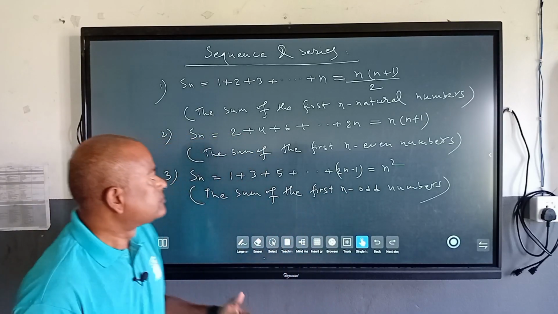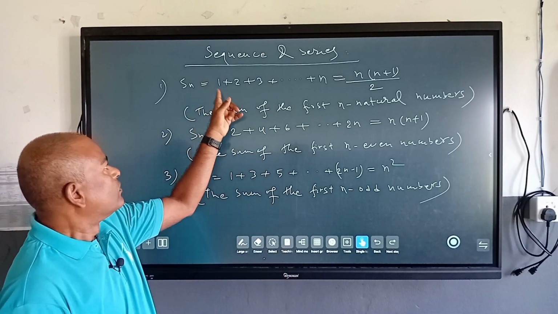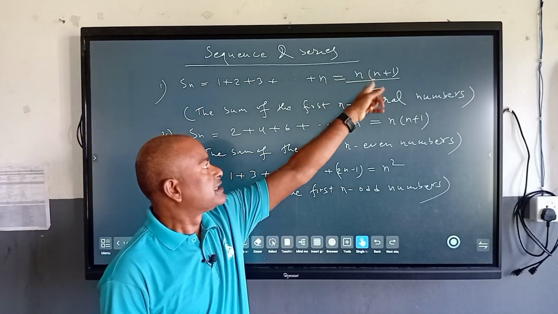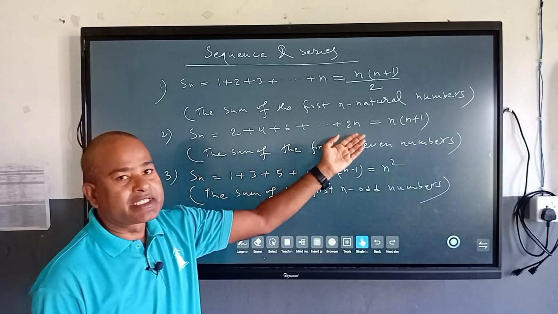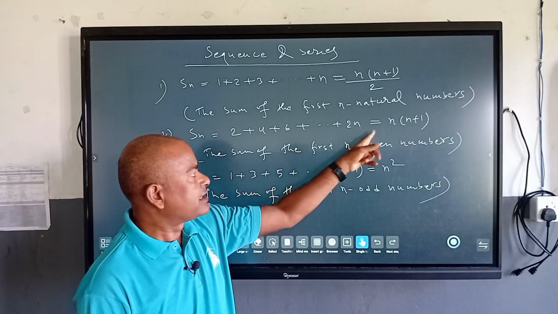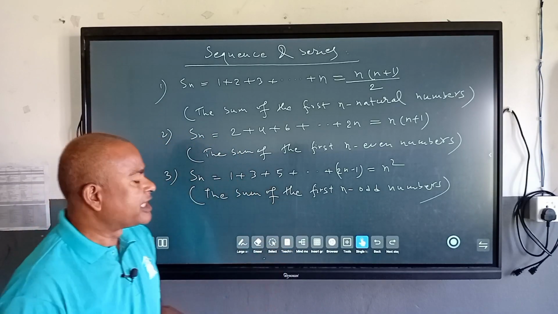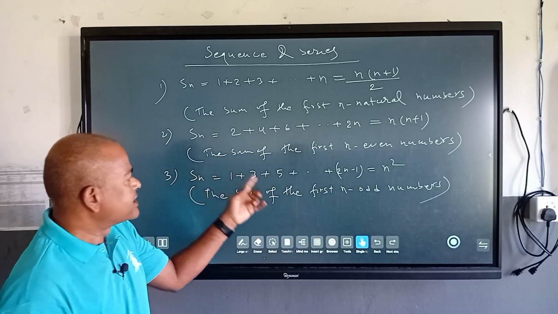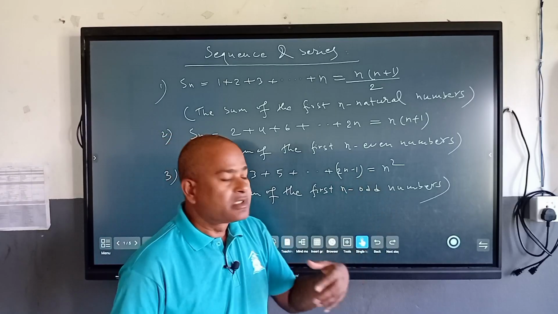Dear students, the sum of the first n natural numbers, that means 1 plus 2 plus 3 plus ... plus n, is equal to n times (n plus 1) over 2. The second formula is the sum of the first n even numbers: 2 plus 4 plus 6 plus ... plus 2n is equal to n times (n plus 1). And the third formula is the sum of the first n odd numbers: 1 plus 3 plus 5 plus ... plus (2n minus 1) is equal to n squared.